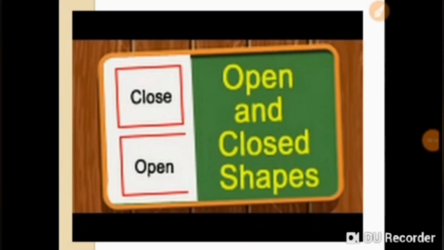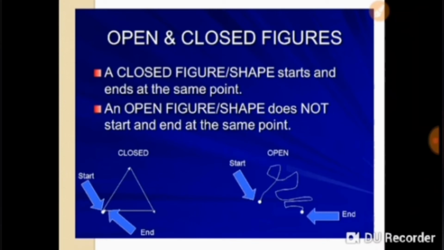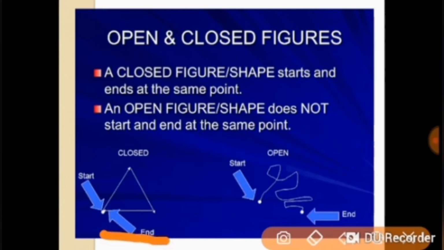Now let us talk about open and closed shapes. A closed figure or a closed shape starts and ends at the same point. You can see in this picture that a triangle is shown to you. When we try to draw a triangle, it starts from this point and when you keep on continuing forming it, you have to come back to the same point to close this figure. This is called a closed figure.